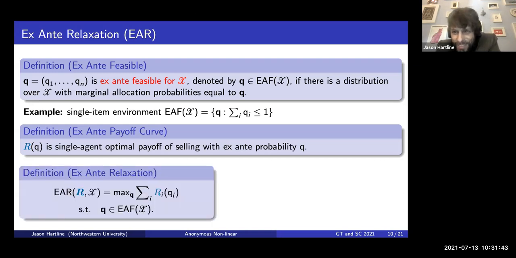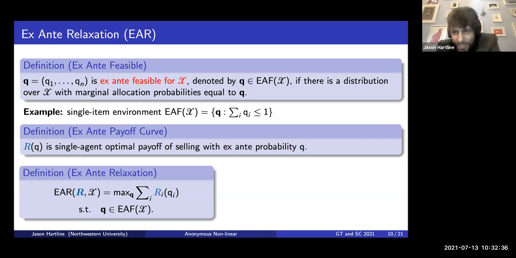Okay, and now using this single agent solution, I can tell you exactly what the ex ante relaxation program is. I'll denote it by EAR, ex ante relaxation, and you're given these single agent revenue curves R and the feasibility constraint X, and we're going to maximize over allocation probabilities Q that are ex ante feasible the sum of the optimal revenues that I get from selling to each agent with their corresponding ex ante allocation probability.